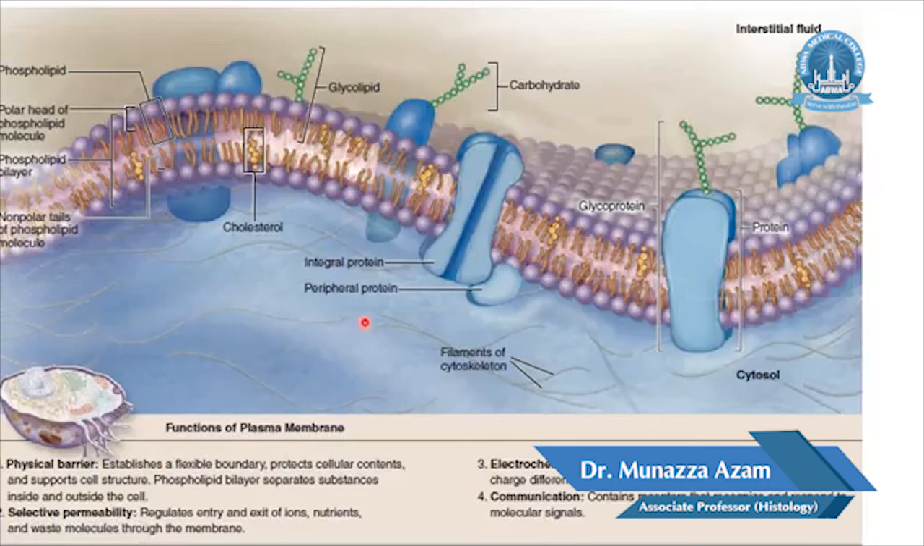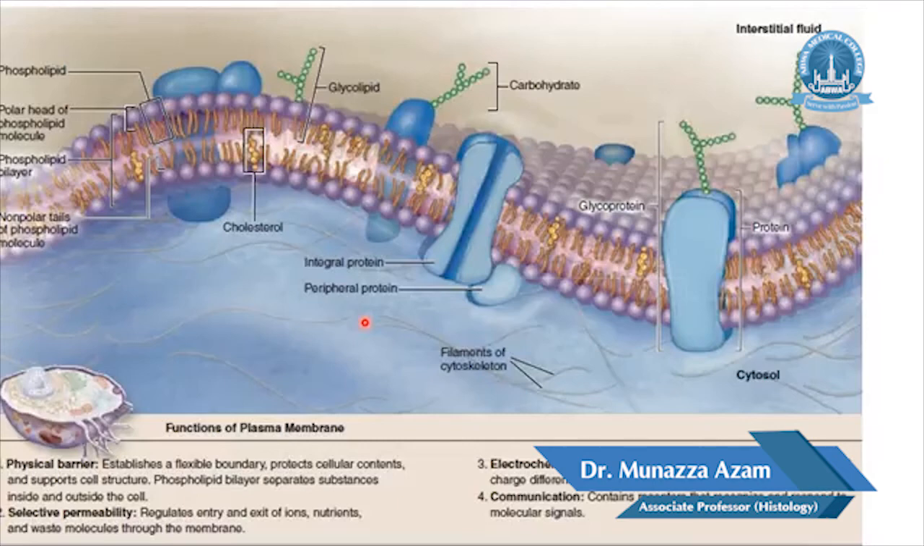Also, these help in electrochemical gradients, establishing and maintaining an electrical charge difference across a plasma membrane, and they also contain receptors that recognize and respond to molecular signals. In the next lecture, we will discuss all these functions and movement across the cell membrane in detail.